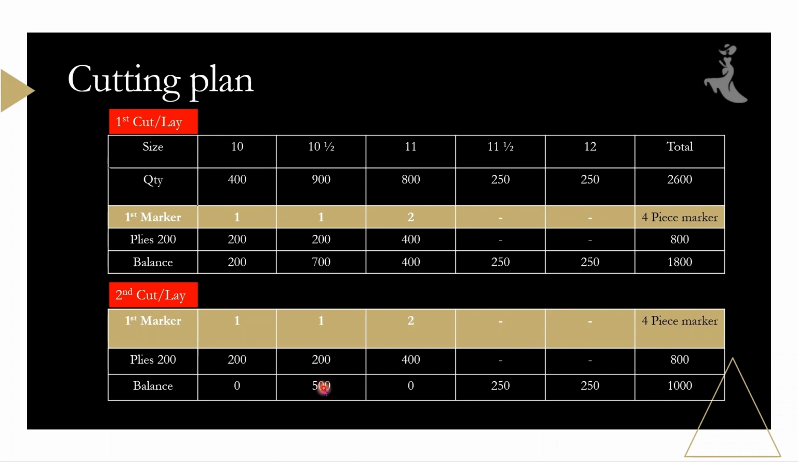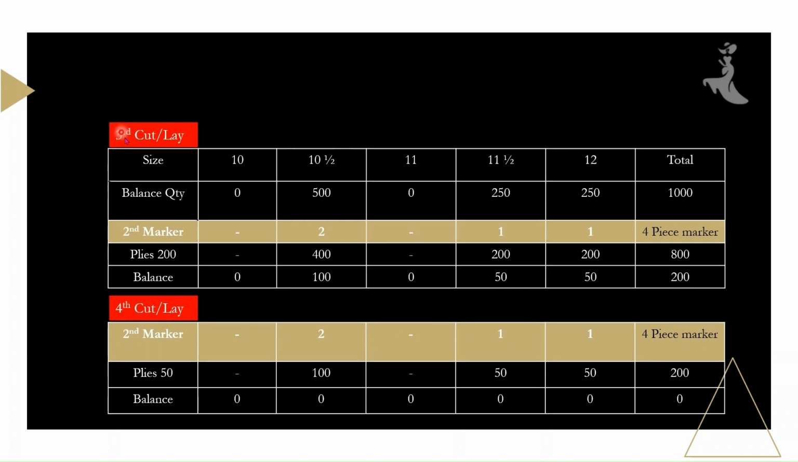Now the new balance is 500, 250, 250. Can we use this marker again? No, you can't use this marker again because these sizes have 0 balance, so you can't use this. You can now use the second marker. You see this now, the third card. These are the balance quantity, right? This is the balance quantity.